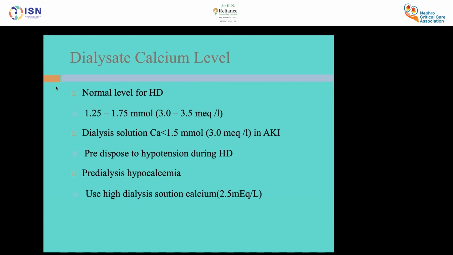Dialysate calcium levels. The normal levels for hemodialysis are 1.25 to 1.75 millimole, that is 3 to 3.5 milliequivalent per liter. A dialysis solution calcium less than 1.5 millimole, that is 3 milliequivalent per liter, in AKI may predispose to hypotension during hemodialysis. If there is pre-dialysis hypocalcemia, then we can use a dialysis solution calcium of 2.5 milliequivalent per liter.